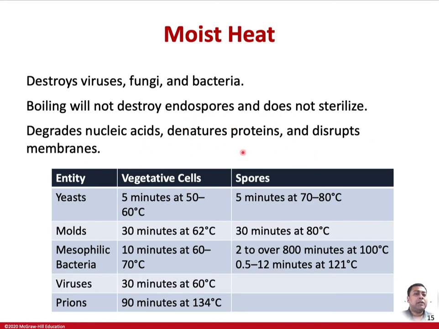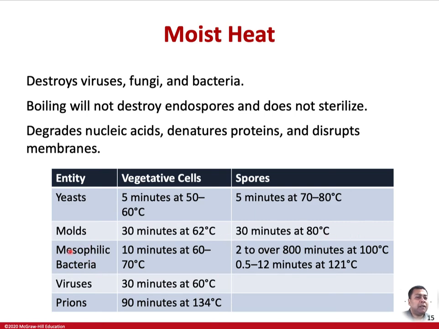And the proteins are easily coagulated just above 60-65 degrees Celsius, and it will denature all the soluble proteins and the enzymes, leading to death. So here we are looking at some of the different entities and how they are sterilized or disinfected. For yeast vegetative cells, a 5-minute exposure to 50-60 degrees will kill the yeast cells. On the other hand, the spores need about 70 to 80 degrees Celsius for about 5 minutes. Molds, 30 minutes at 62 degrees, 30 minutes at 80 degrees Celsius.